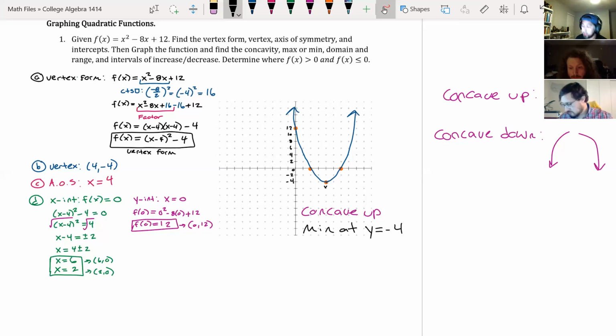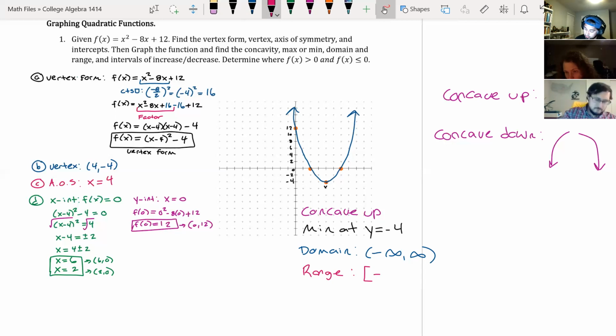And then the domain and range. Well, remember from the first page that since this is a quadratic function, the domain of all quadratic functions is all real numbers. Negative infinity to infinity. That's going to be the domain for all your quadratic functions that we're dealing with. And then it wants range. And since this parabola opens up, what y value do we start at for the range? -4. Good. And we head towards infinity.